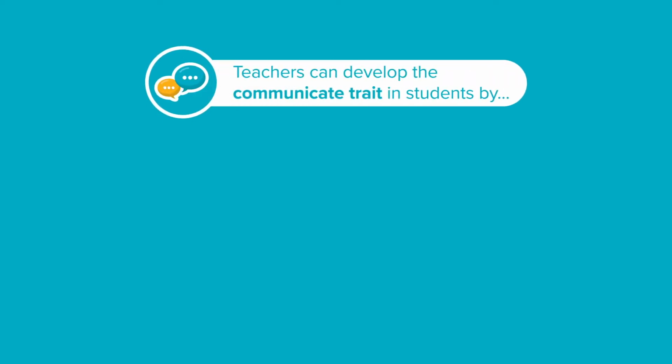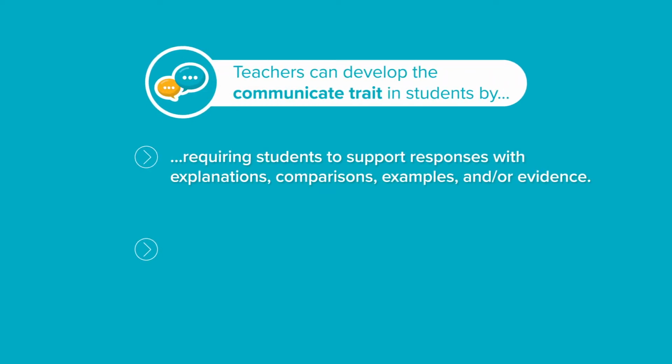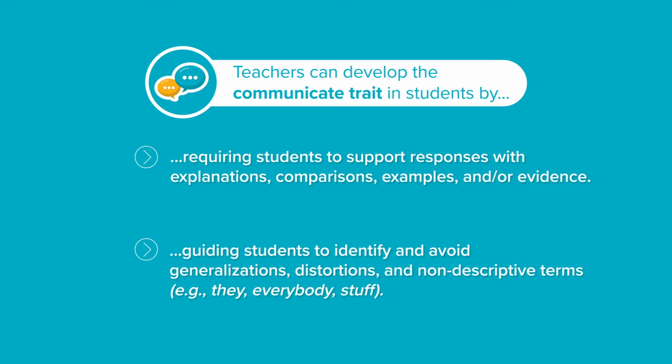So how can a teacher really develop the critical thinking trait communicate in her class? Well, she can require students to support responses with explanations, comparisons, examples, and evidence. She can guide students to identify and avoid generalizations and non-descriptive terms like they, everybody, things, stuff.